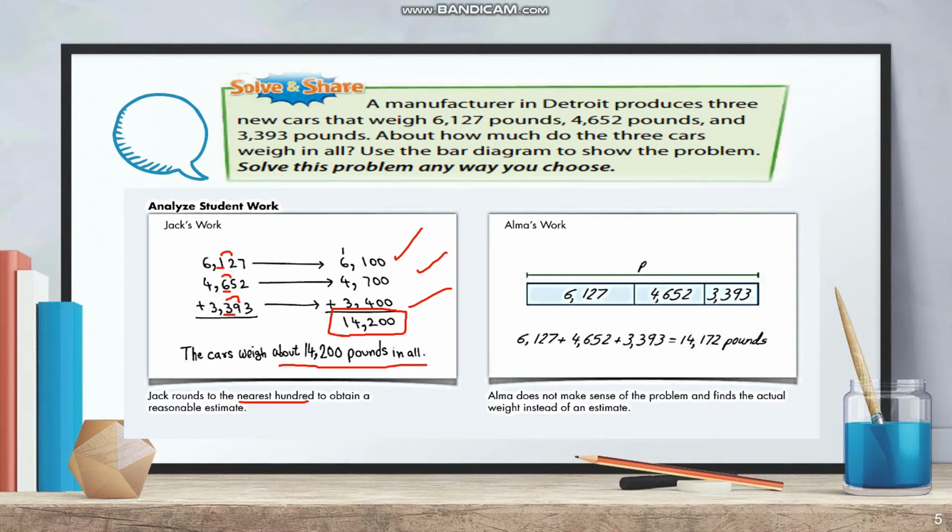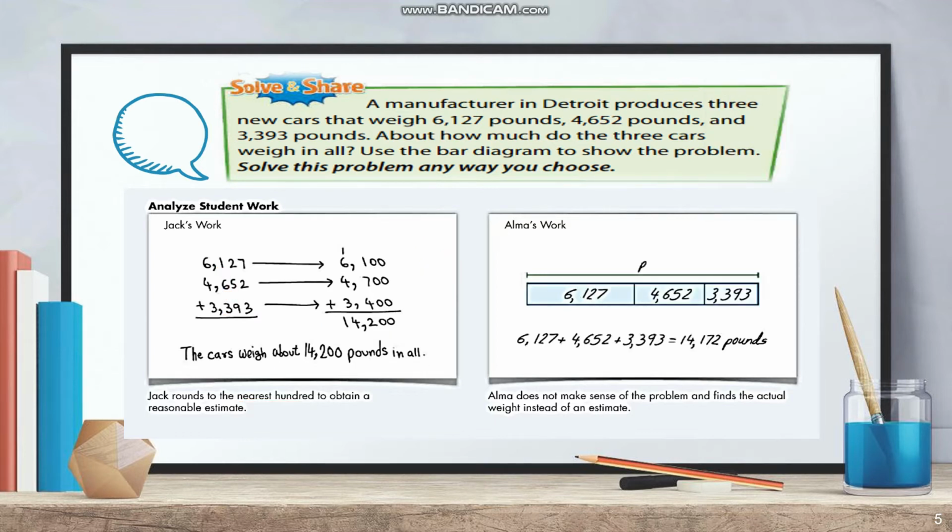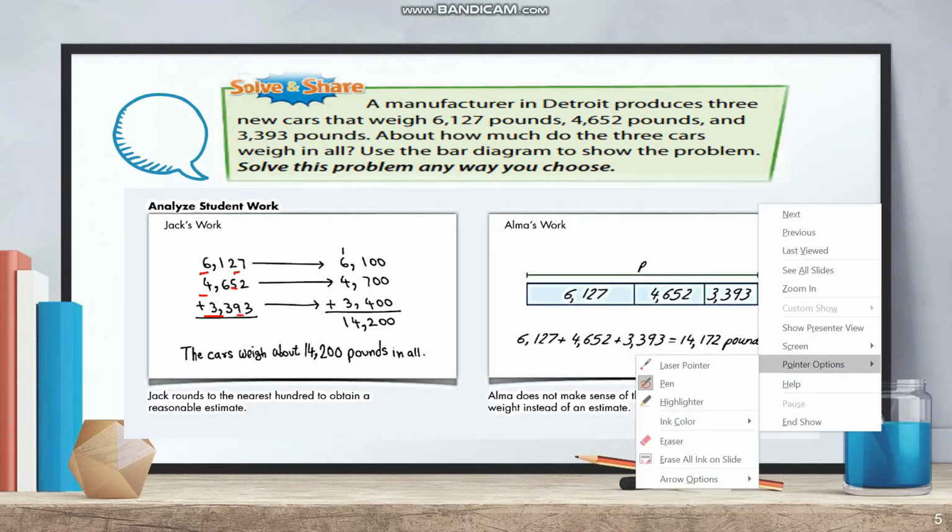Okay, so now, teacher, is it possible that in finding the estimated answer, I need to round to the nearest thousand? Yes. Is it possible that I'm going to round to the nearest tens? Yes. Okay, as long as there is no instruction that you're going to round to a specific place value, you can do it or you can round any number.